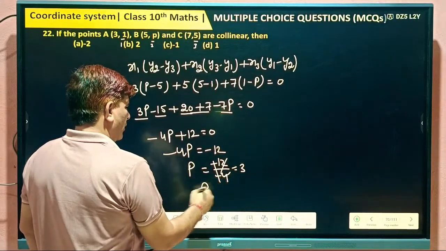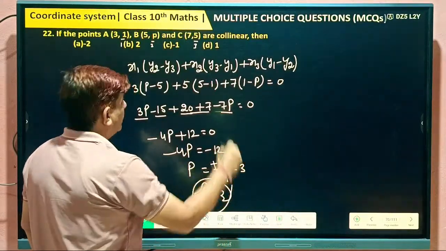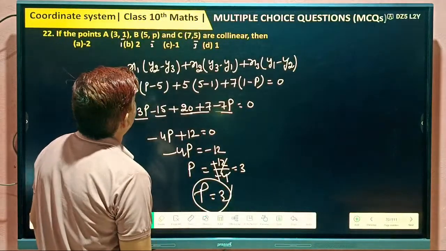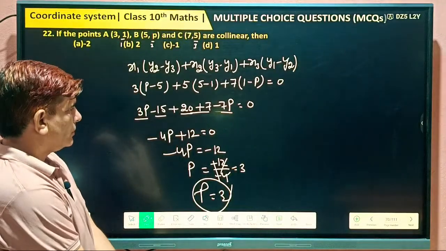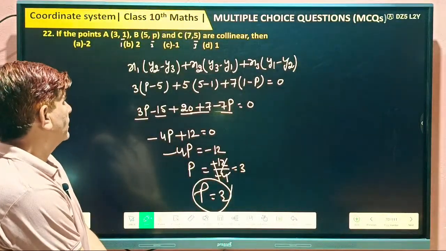So what's the value of p? P equal to 3, but it's not given anywhere. So it means our calculation mistake.